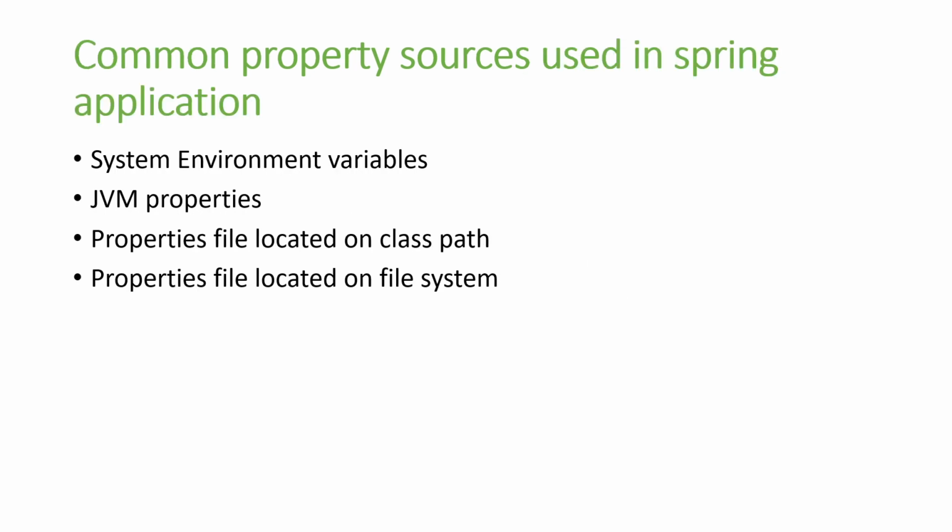So the commonly used property sources we need to discuss are these four: system environment variables, JVM properties, property files located on the class path, and property files located on the file system. System environment variables we already know. Every operating system, be it Windows, Linux or Ubuntu, has environment variables. So that is one property source.